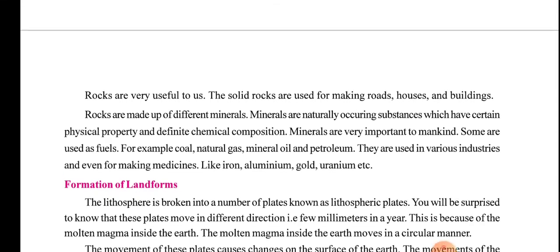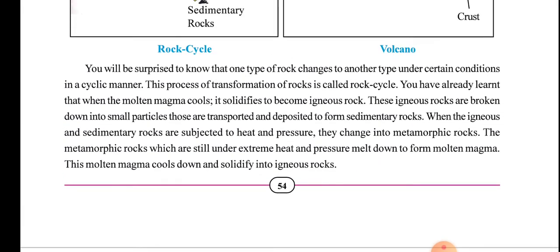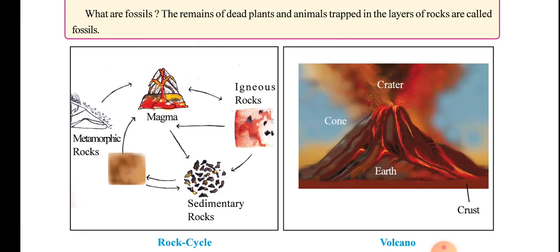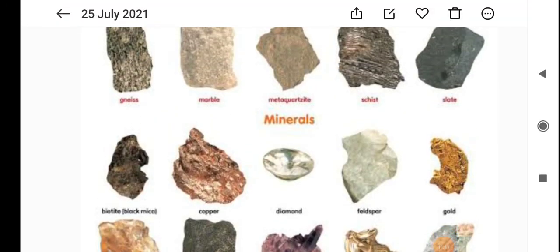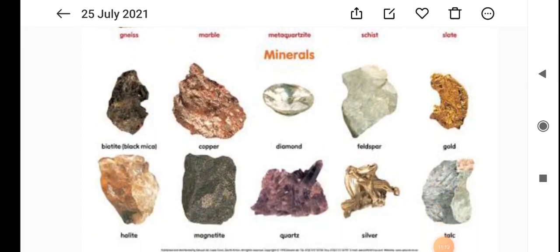Now let us see the picture of metamorphic rocks. This is the picture of metamorphic rocks, and you can see the minerals like copper, diamond, feldspar, gold.